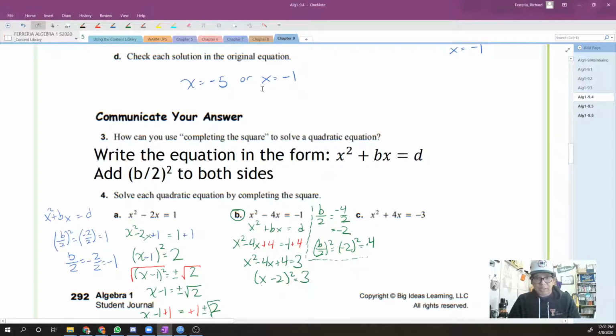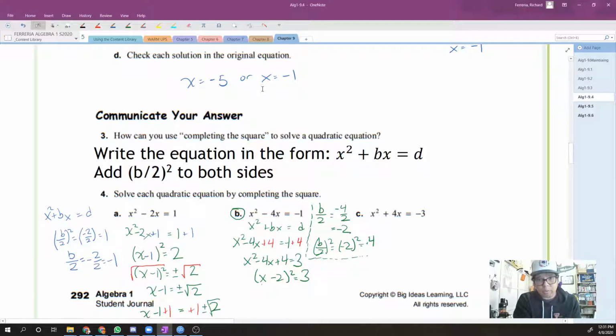So when you factor the left side, you get x minus 2 squared equals 3. And take a look at what we have squared, x minus 2. Isn't that minus 2 the same thing as b over 2? And it is. So you don't even really need to factor here. It's just x plus b over 2 squared. Okay? That's always going to be b over 2, and we're going to show you that over and over again. Next, square root on both sides.